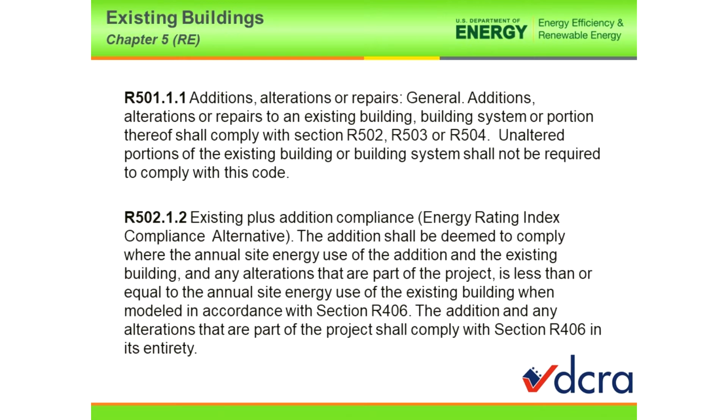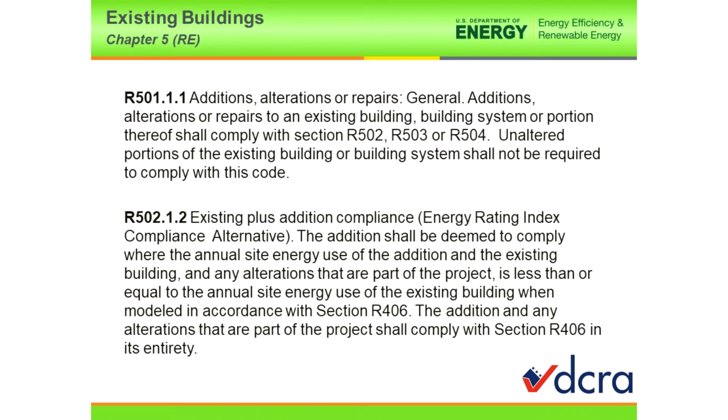Okay, existing buildings. This isn't new. It used to be in existing building codes, but we moved it over here since it has to do with energy. And it talks about additions, alterations to existing buildings, right? And it also has something in here about the ERI too, in that the addition shall be deemed to comply with annual site energy uses of the addition in the existing building, and any alterations that are part of the project is less than or equal to the annual site energy use of the existing building when modeled in accordance with section R406. The addition and any alterations that are part of the project shall comply with the section R406 in its entirety. So, what is all that mess saying?